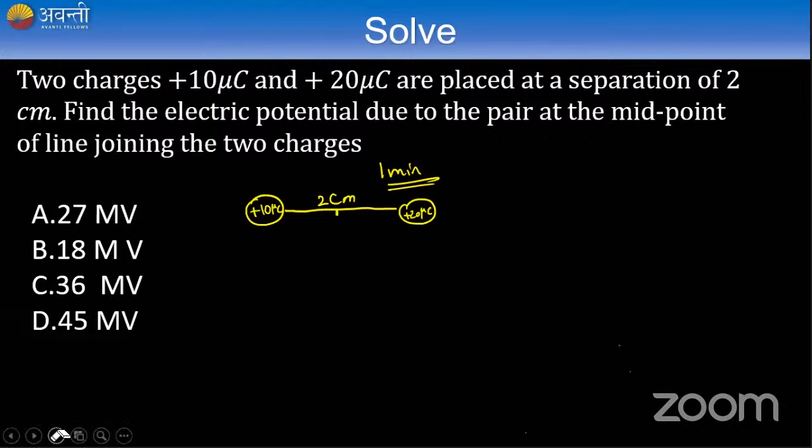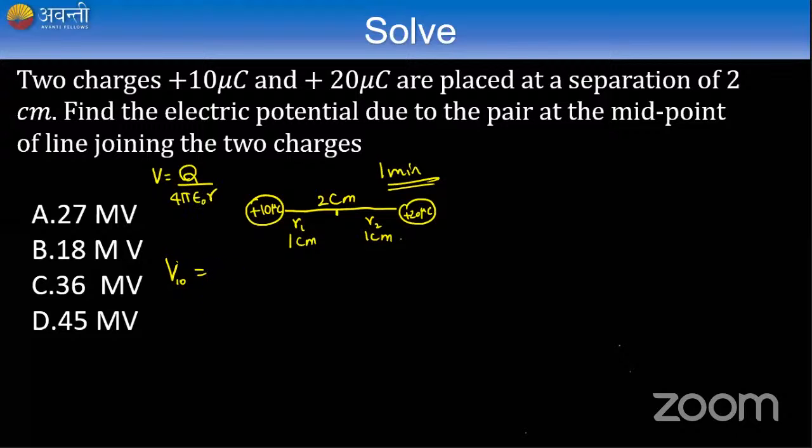Correct, Amit. So the first thing is I have to find R1 and R2. If I call this R1 and this R2, then R1 is equal to 1 centimeter and R2 is also 1 centimeter. Next, I have to find the potential due to the 10 microcoulomb charge, which I'll call V10. What is the formula for potential, guys? V is equal to Q by 4 pi epsilon naught into R.